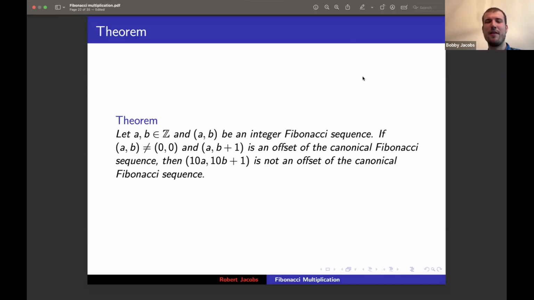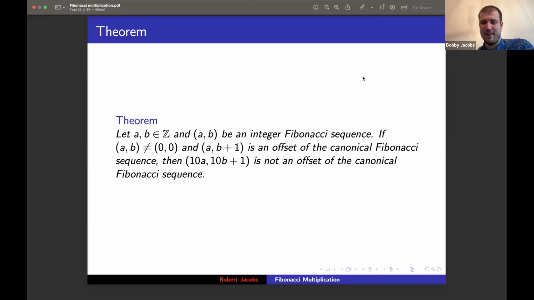Okay, so we're going to try to prove there's infinitely many prime Fibonacci sequences. And so one way we're going to do this is an interesting theorem. Let A and B be integers and AB be an integer Fibonacci sequence. If AB is not equal to 0, 0, and A, B plus 1 is an offset of the canonical Fibonacci sequence, then 10A, 10B plus 1 is not an offset of the canonical Fibonacci sequence. And you'll see why we're going to use this later.